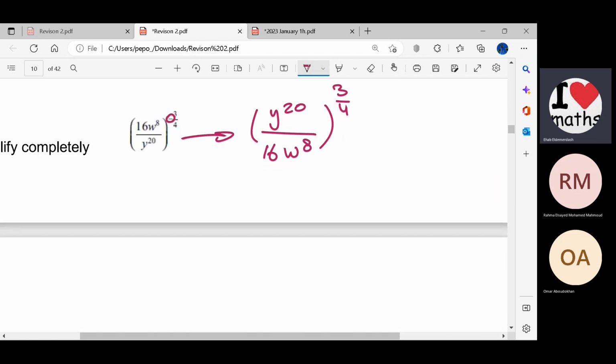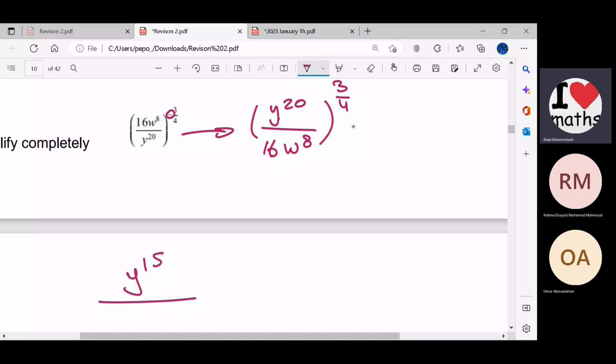Now, what is our next step? If it's a power, the powers will be multiplied together. So y power 20 and here I have power 3/4, so I will multiply them together. Y to the power of 20 multiplied by 3 over 4 will give me 15. And 16 to the power of 3/4, I can do it on the calculator. Wait, 16 to the power of 3/4, Mai, is the fourth root of 16, which is 2, to the power of 3, which equals 8. Right. 5. Why 5? Aren't you doing 20 multiplied by 3/4 here?